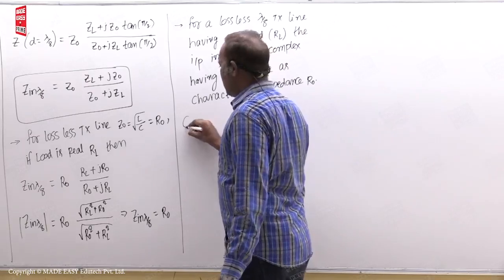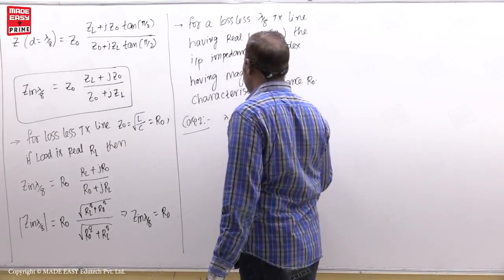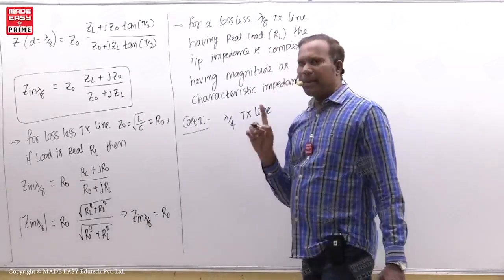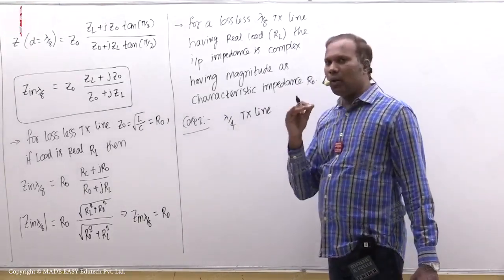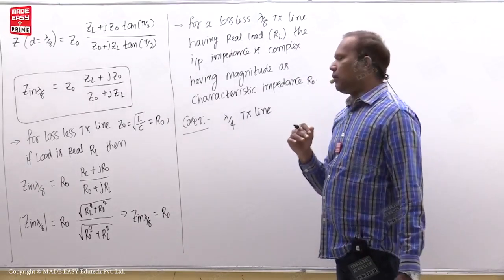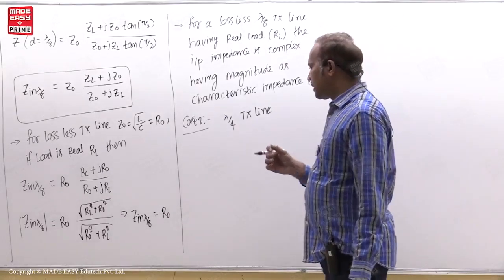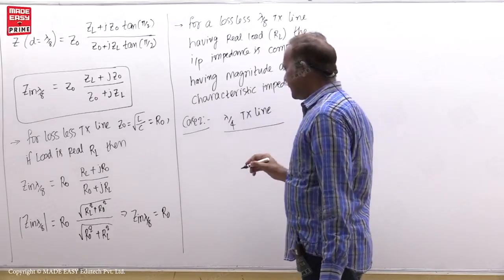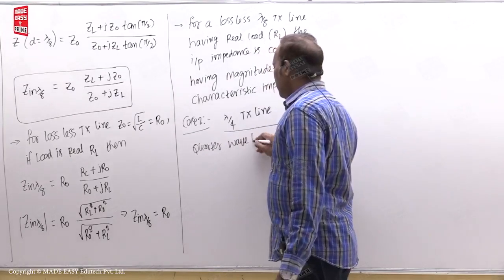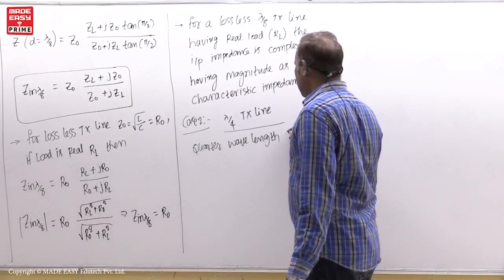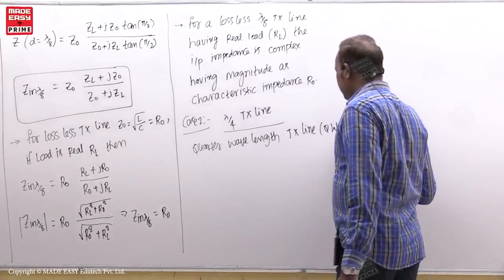Now let us take case 2, that is a lambda by 4 length transmission line. 1 by 4 means quarter, lambda means wavelength. So lambda by 4 is called a quarter wavelength transmission line, QWT. QW means quarter wave, T means transmission line. Simply, the short name is QWT.